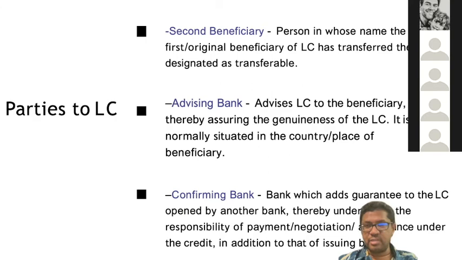So importers are not interested in LC confirmation, and exporters ask the importers to get the LC confirmed only if they are suspicious about the importer or about the importer's country. In that case, they might do that. For example, let's say you have an importer in Nigeria, or in those kinds of risky countries in Africa or any other risky country, or even Venezuela. In such a situation, you will ask for the LC to be confirmed.